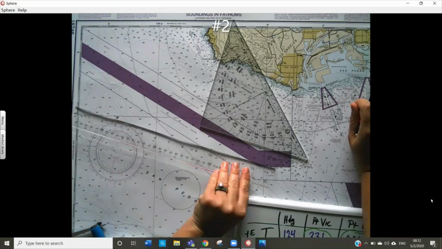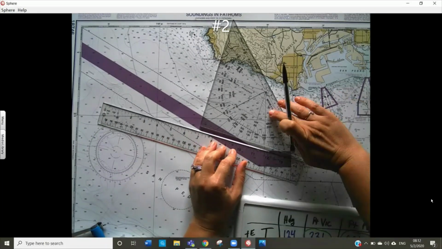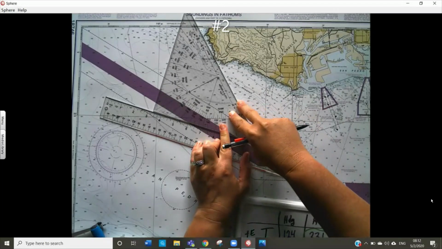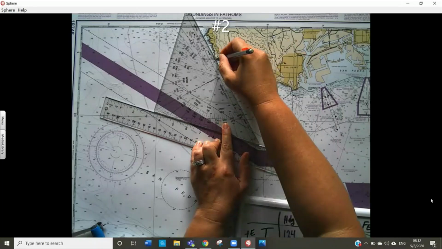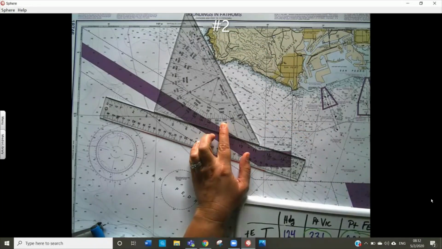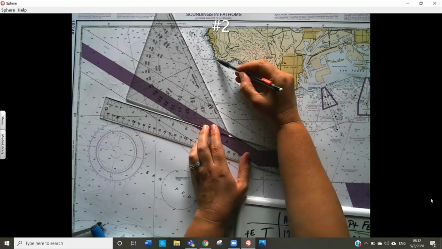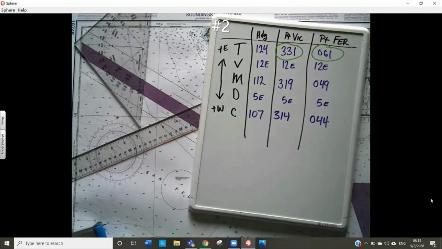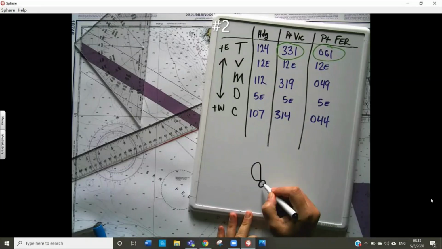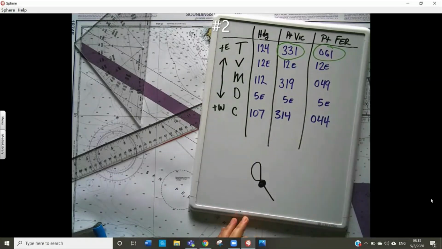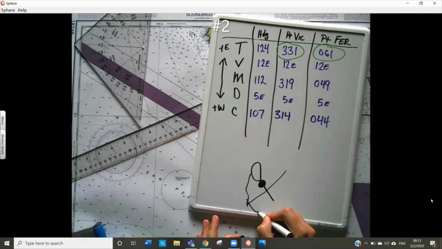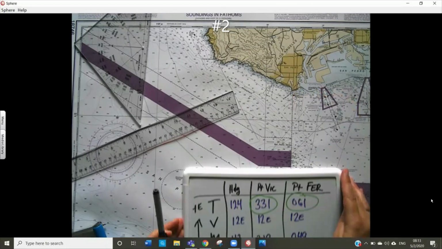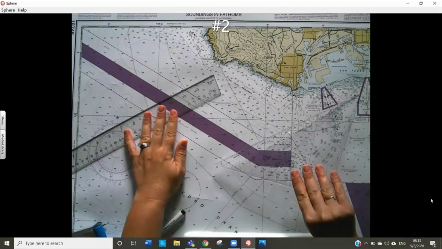Then you could use your straight edge, bump it up against your triangle, and move it over to Point Vicente. Draw in the LOP line. Now we want to make sure we're going from the actual light on Point Vicente. So the solid dot is where we're drawing the line from, not the actual point of land. Okay. Same with Point Fermin. We have 0, 6, 1.